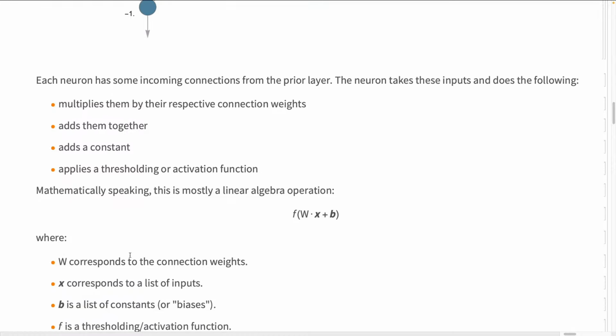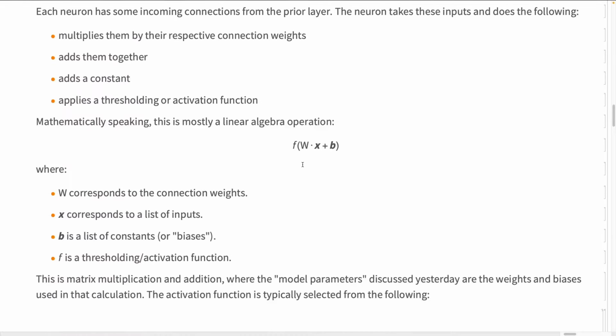So mathematically speaking, this is pretty much just a linear algebra operation. If you're familiar with linear algebra, you could think of this as a matrix multiplied by a vector plus another vector. You have a matrix of weights, which tells you how strongly each neuron is connected to each other neuron. You have your input, and then you have some constant offset bias vector. It's kind of like your y-intercept in the simple 2D, y equals mx plus b case.